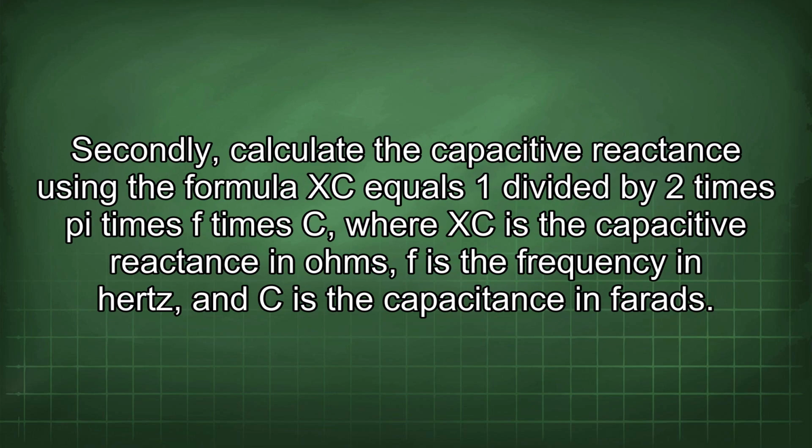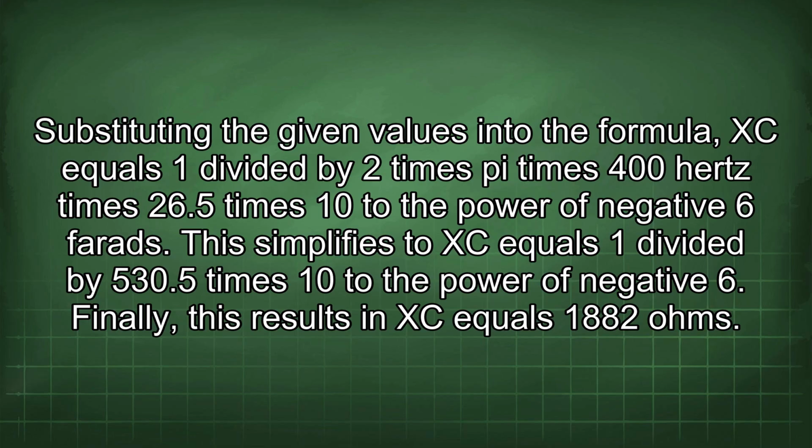Secondly, calculate the capacitive reactance using the formula Xc equals 1 divided by 2 times pi times F times C, where Xc is the capacitive reactance in ohms, F is the frequency in Hertz, and C is the capacitance in farads. Substituting the given values into the formula, Xc equals 1 divided by 2 times pi times 400 Hz times 26.5 times 10 to the power of negative 6 farads.